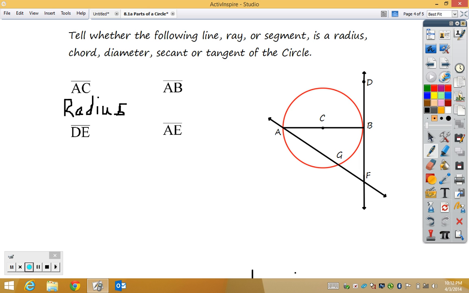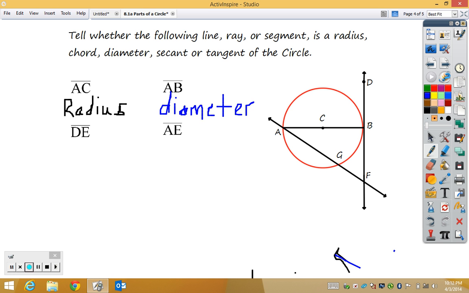Okay, AB goes from one point on the circle to another, and we see it crosses through the center point. So AB is a diameter.